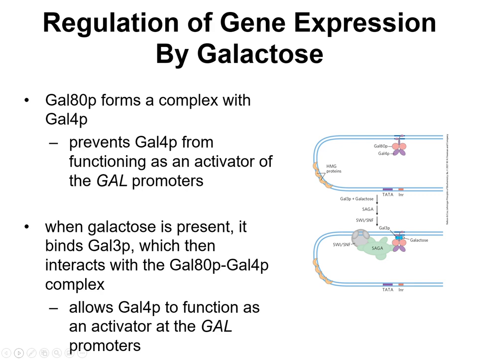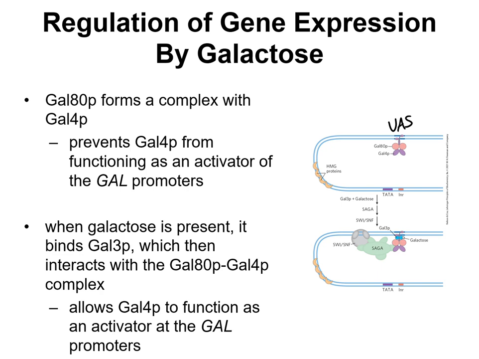So for this regulation, we talked about the UAS, right? So that's over here. Gal80 and Gal4 proteins form a complex and hang out on that UAS. The Gal4 protein is prevented from functioning as an activator when it's in a complex with Gal80P alone.